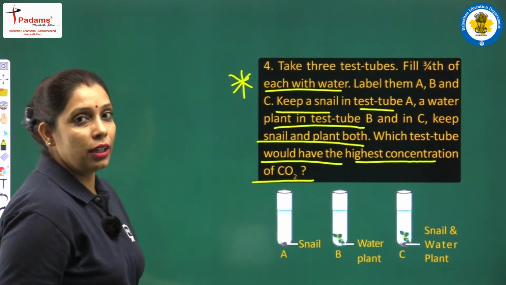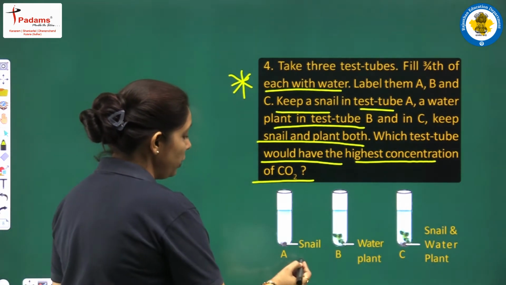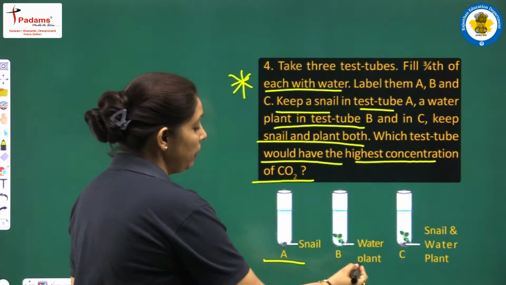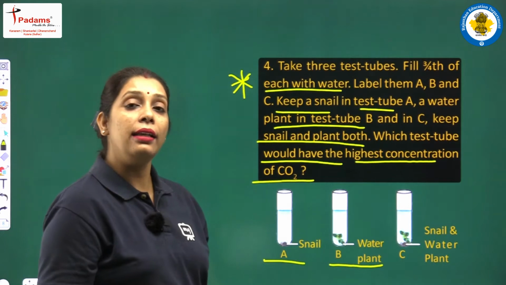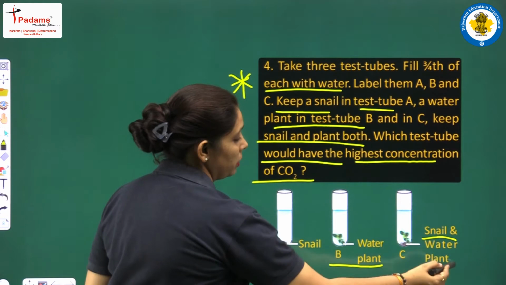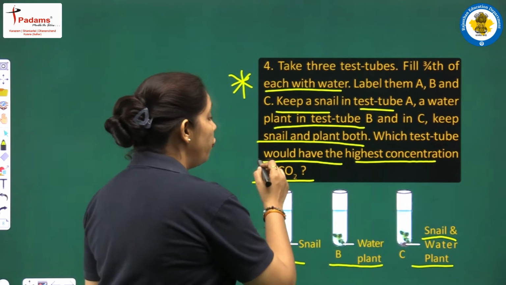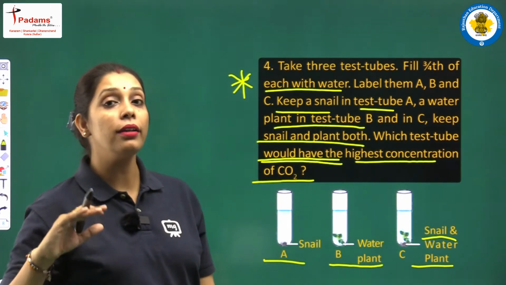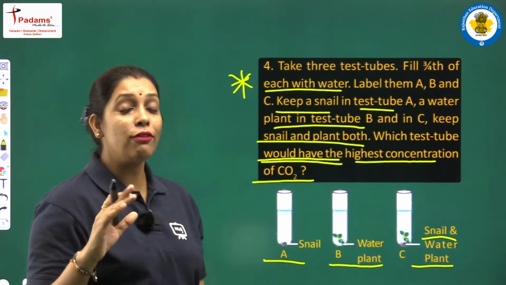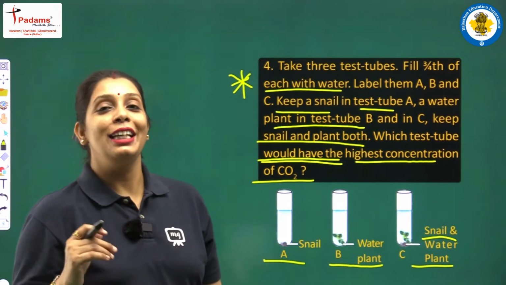Okay, हमें क्या करना है? We have to take 3 test tubes, A, B and C. अब हमने क्या किया, जो A टेस्ट ट्यूब है इसके अंदर हमने स्नेल रखा, okay, and in B we put a water plant, and in C test tube we put both snail and water plant. Is that clear? Now the question arises here and they are asking you which test tube would have the higher concentration of carbon dioxide. Everybody knows which will have the higher concentration of carbon dioxide class. Let's proceed with the answer.